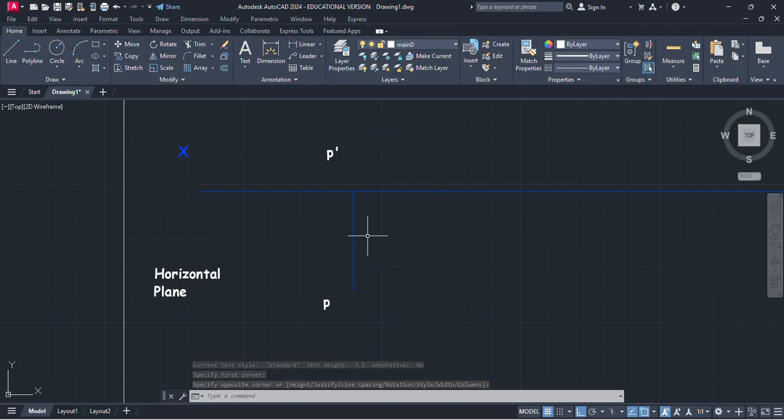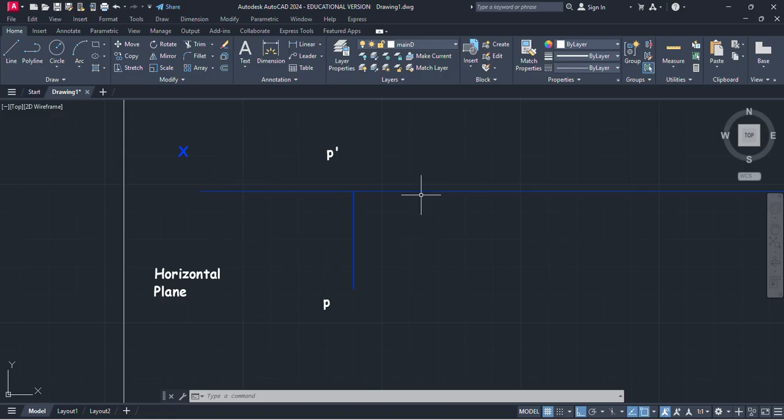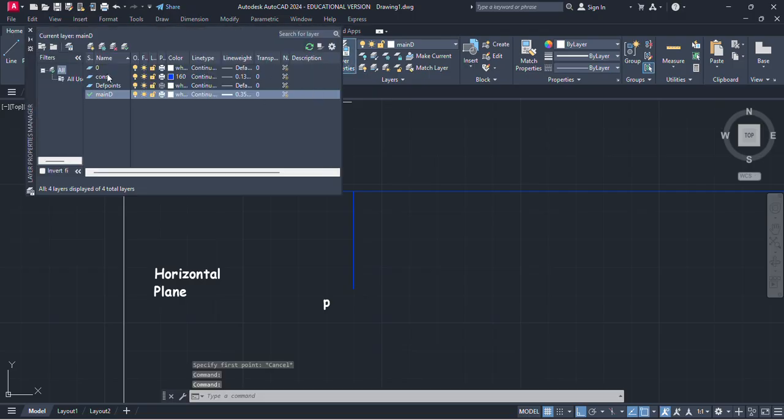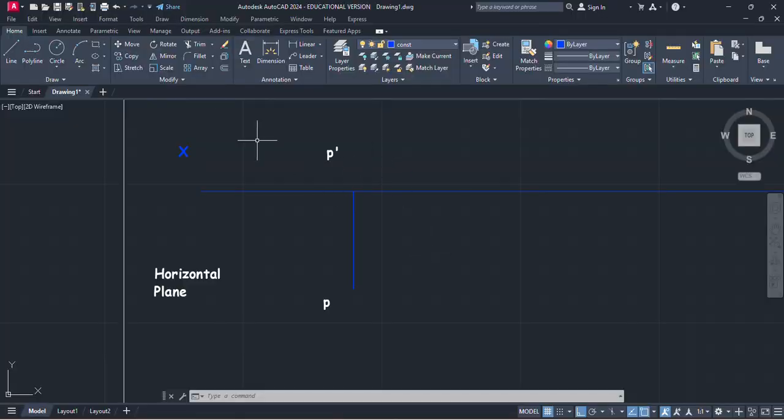Now the second thing is, the given conditions are that the line joining the front views makes an angle of 30 degrees. I'm just neglecting this thing here because it is given that point Q is on VP and below HP. So if point Q is on VP, it means the top view will appear on the horizon and the front view will be below this line, as we just did here. So I'm just going to proceed with this.